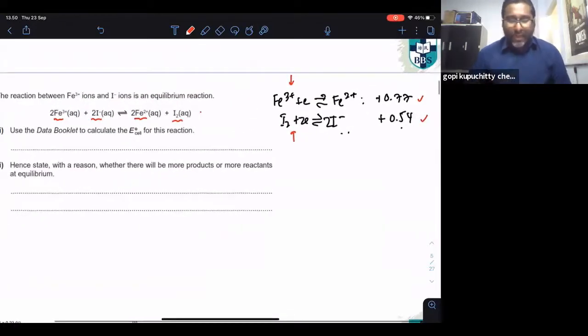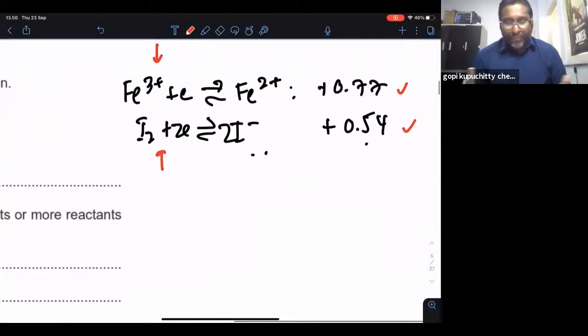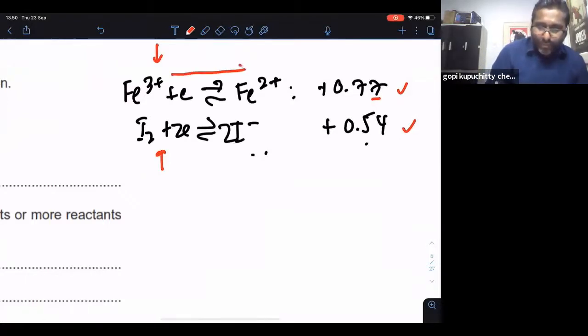Now I need to calculate. For this one, you just need to use whatever I taught you. You identify between 0.77 and 0.54 which is going to be more positive. So you know that this is going to be more positive. Therefore, this is going to go to the right, and this is going to go to the left.